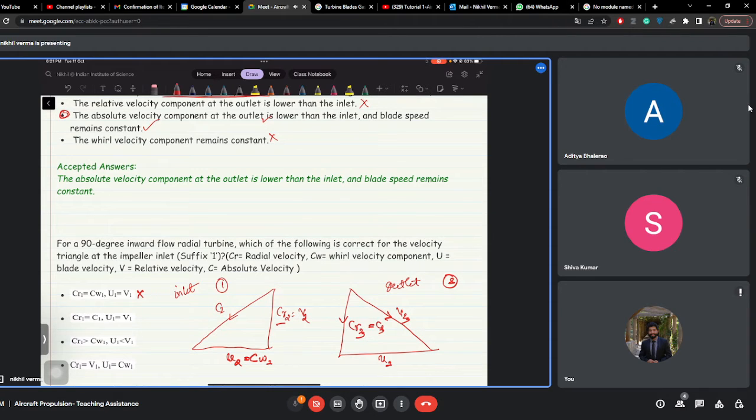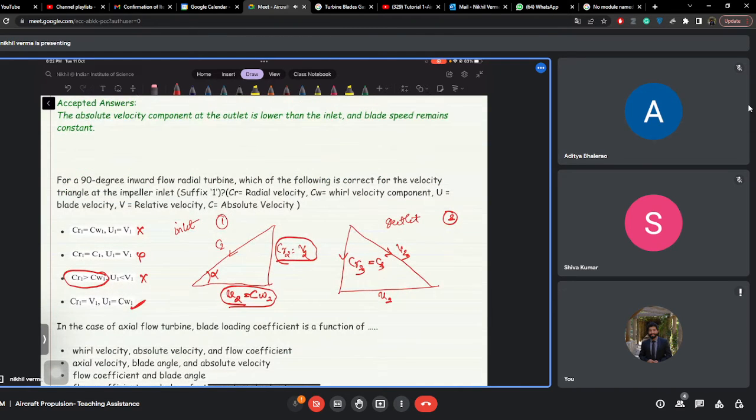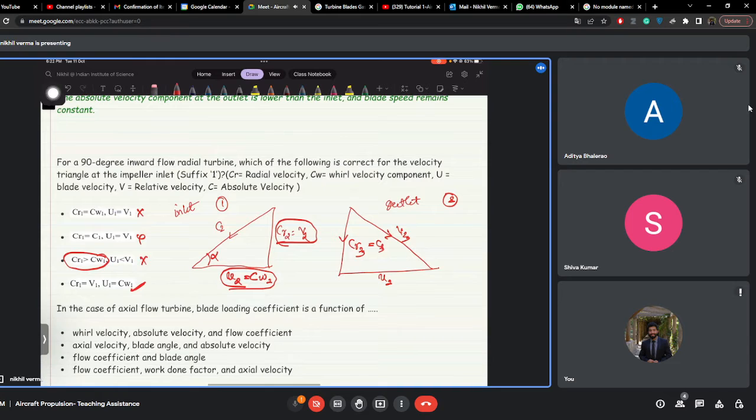So CR1 is equal to C1. No, that is not true. The CR1 should be equal to the relative velocity, right? So this is wrong. Then CR1 is greater than CW1. Can we always say this? Is it true? Can we always say so? No, right? It depends on the angle. So let us see. CR1 is equal to V1, which is true, and U1 is equal to CW1, right? So this is your correct answer. Okay. I hope you can see the problems now.